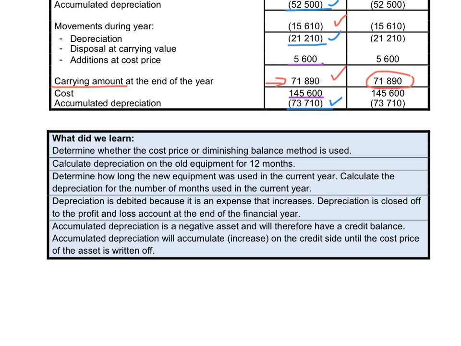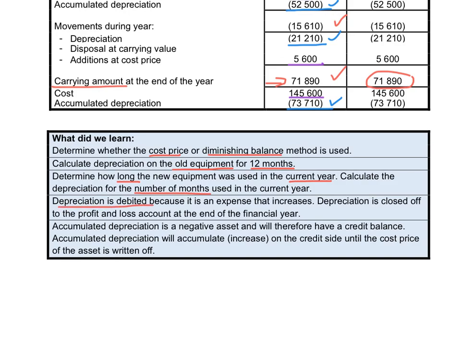What did we learn? Determine whether you have to write off depreciation on cost price or diminishing balance before you start doing any calculations. On old equipment that was already purchased in the previous year, you have to write off depreciation for the full 12 months. If you bought new equipment during the current year, you must determine for how many months you used this new equipment in the current year, and then the depreciation will be calculated for the number of months that the equipment was used in the current year.